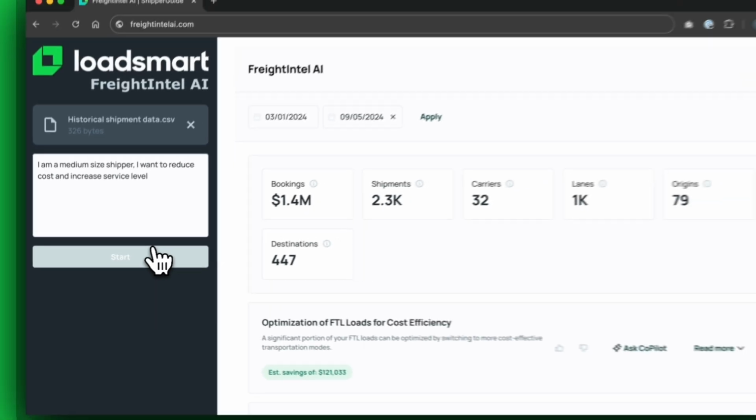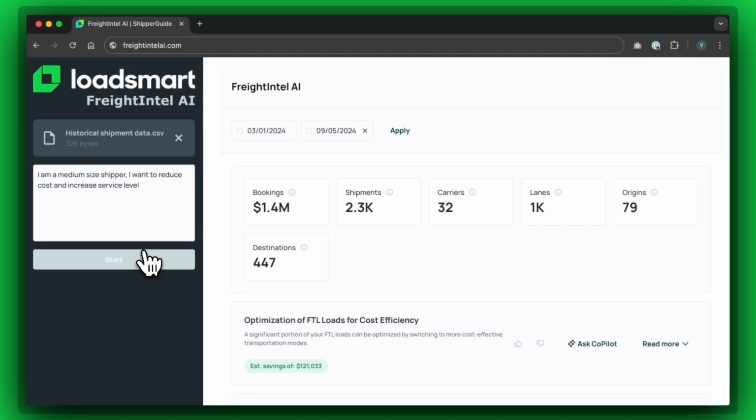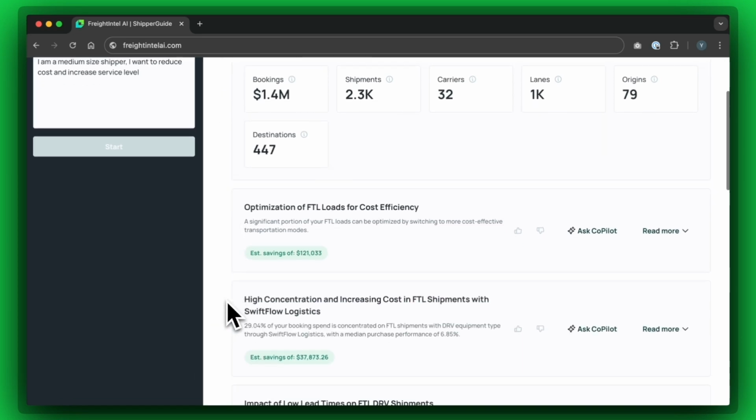FreightIntel AI will then analyze the data and recognize data patterns. Then it will use AI and the context provided to develop insights that relate to the business objectives that you stated. In this example, FreightIntel AI provided several insights. Let's review the first one.